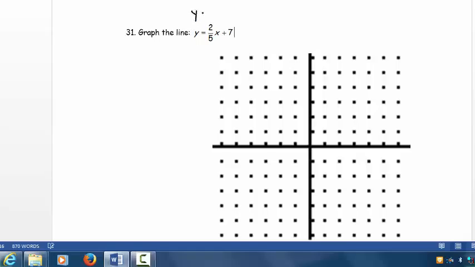Because this line happens to be given in y equals mx plus b form, this value 7, b, is the y-coordinate of the y-intercept. That means the y-intercept of this line is (0, 7). This line has a point on the y-axis at the value 7: 1, 2, 3, 4, 5, 6, 7. We need just one other point in order to graph this line.